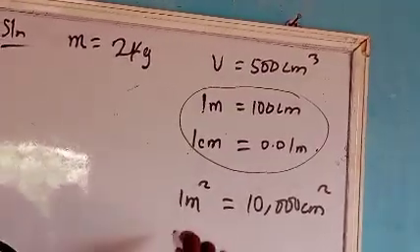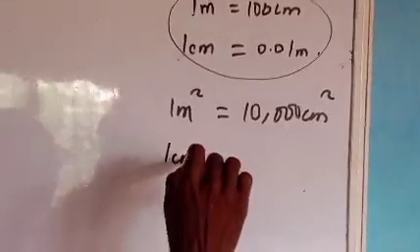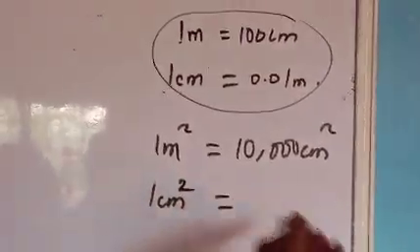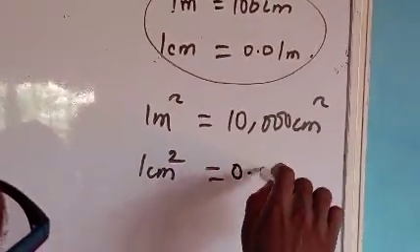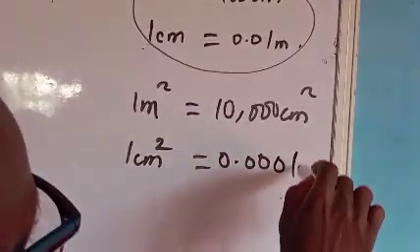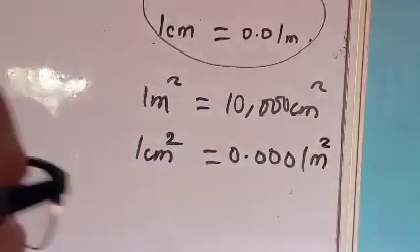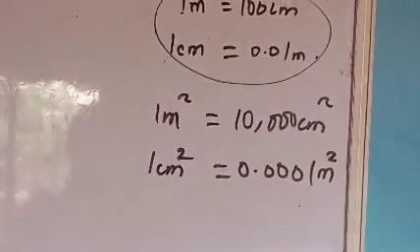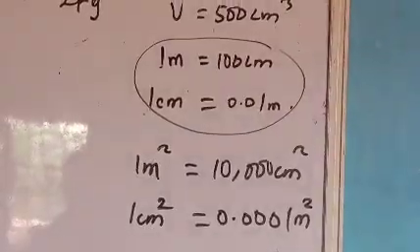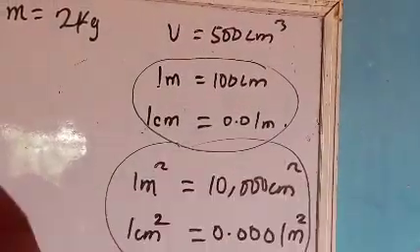So in other words, 1 centimeter square cannot be what? 0.0001 meter square. Are you getting it? It becomes like this. This is for area, when you are dealing with area.